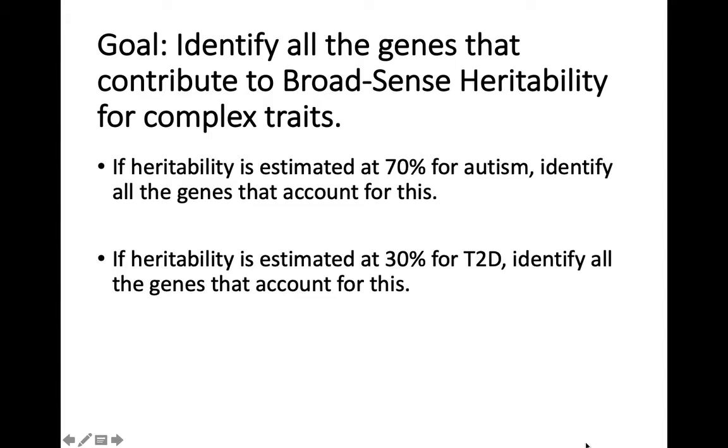So we have these two different diseases. We have autism and we have type 2 diabetes, and they basically have different genetic contributions. And as a geneticist, what we'd like to do is identify all the genes that contribute to broad sense heritability for these complex traits. So if heritability is estimated at about 70% for autism, we would like to identify all the genes that account for that. And if heritability is estimated to be about 30% for type 2 diabetes, we'd like to identify all the genes that account for that. How do we do that?